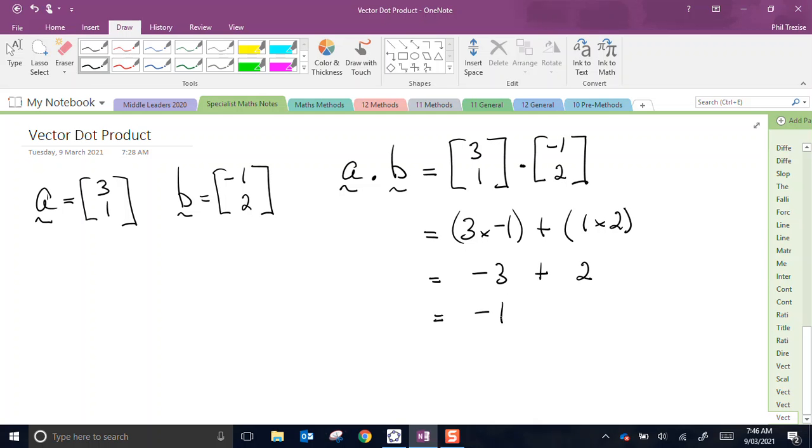The dot product is also called the scalar product because we have a vector multiplied by a vector, but the result is a scalar, just a number. There's no direction, there's no brackets, it's just a single number for the answer. So that's that one. That's nice enough.